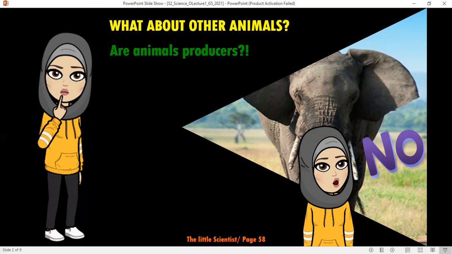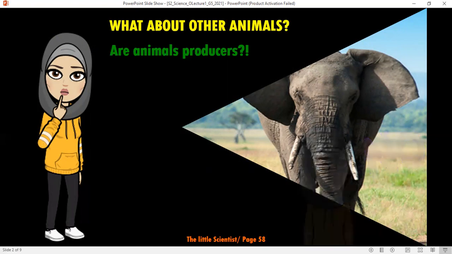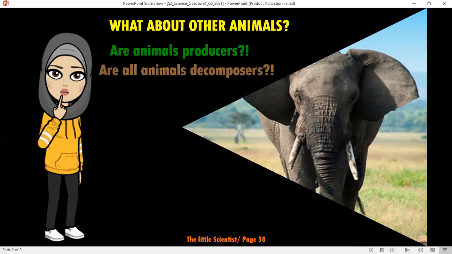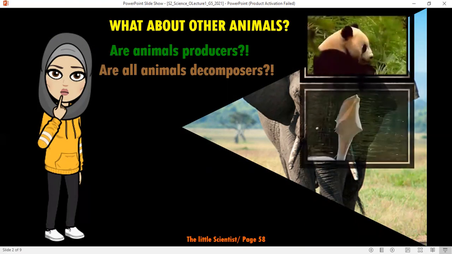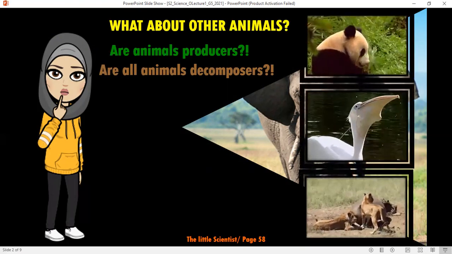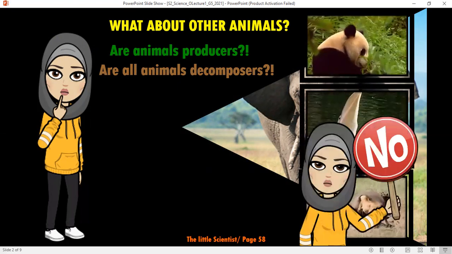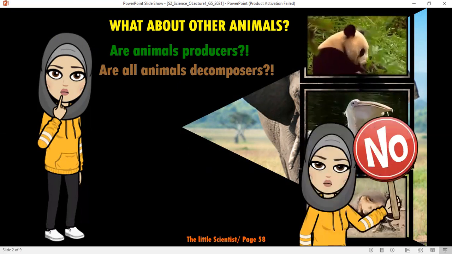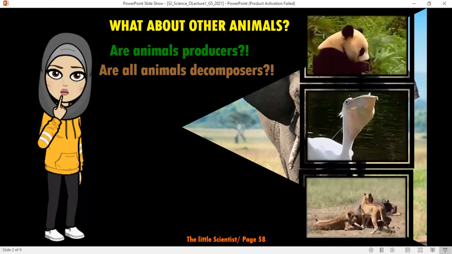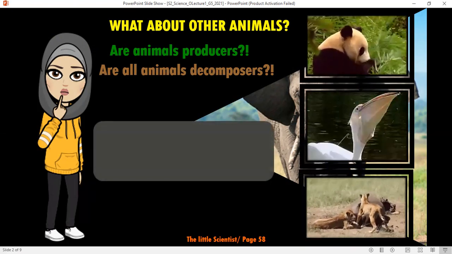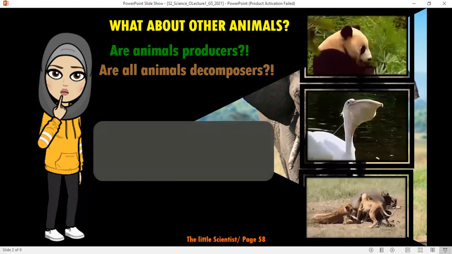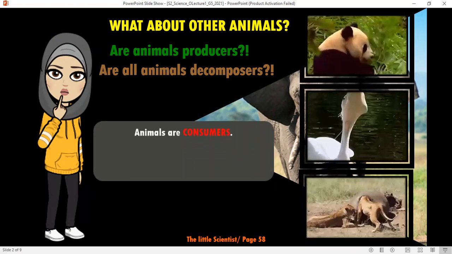Green plants are almost the only producers on Earth. So animals do not produce their own food. They also do not decompose dead bodies into minerals. Look at the panda, this bird, different animals. Are they decomposing dead bodies? They are not. They are eating plants, eating other animals, eating fish.